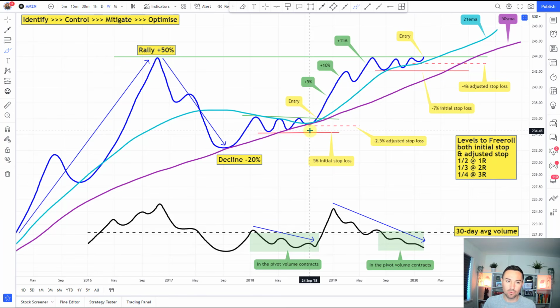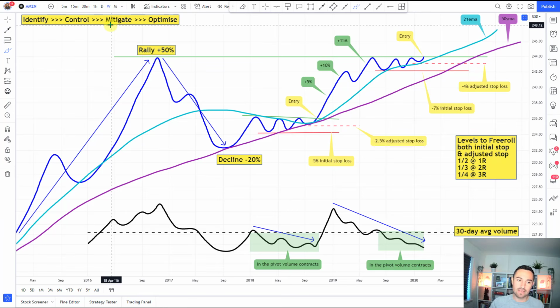Now, if you're swing trading breakouts through VCPs, your initial stop loss is probably going to be somewhere between 3% and 7%. That is going to be the norm. Really depends how it plays out. So let's say we're targeting the entry through here, and we place our stop loss here. So what I'm already thinking about is I've identified it, I've controlled it. So let's imagine we get filled here. Now I'm into the risk mitigation.